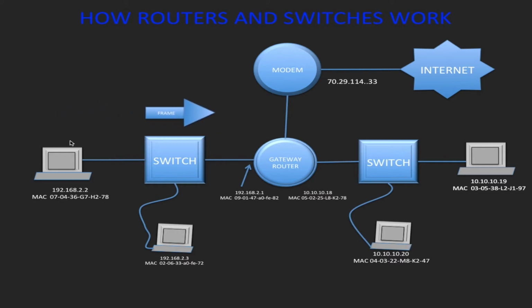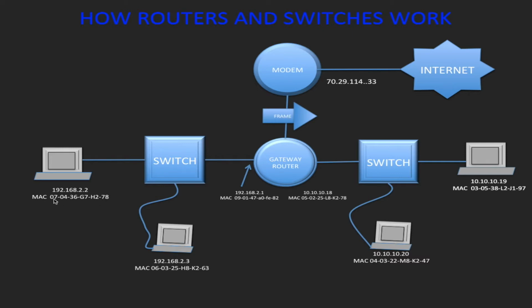When that frame gets to the switch, by examining the header of the frame and seeing the source MAC address and the destination MAC address, the switch knows right away that this frame should go to the gateway router. So it sends it off to the gateway router. The first thing the router does is look at the source MAC address and the destination MAC address, which is this MAC address here, which is in the frame. And the router said, oh, this is for me. But then it takes another look at the source and destination IP address.